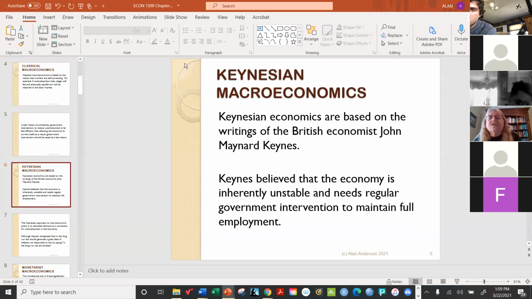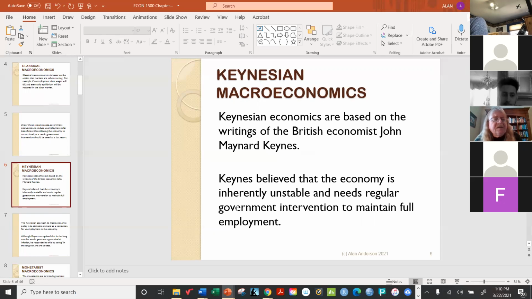The Keynesians, of course, were based on John Maynard Keynes, who came along during the 30s. And mainly he was trying to explain what to do about the Depression. And he felt that the government's job is to make sure that the amount of, as he called it, aggregate demand is always at a fairly high level. Because if not, then that's when the economy tends to slip into a recession or even a depression.